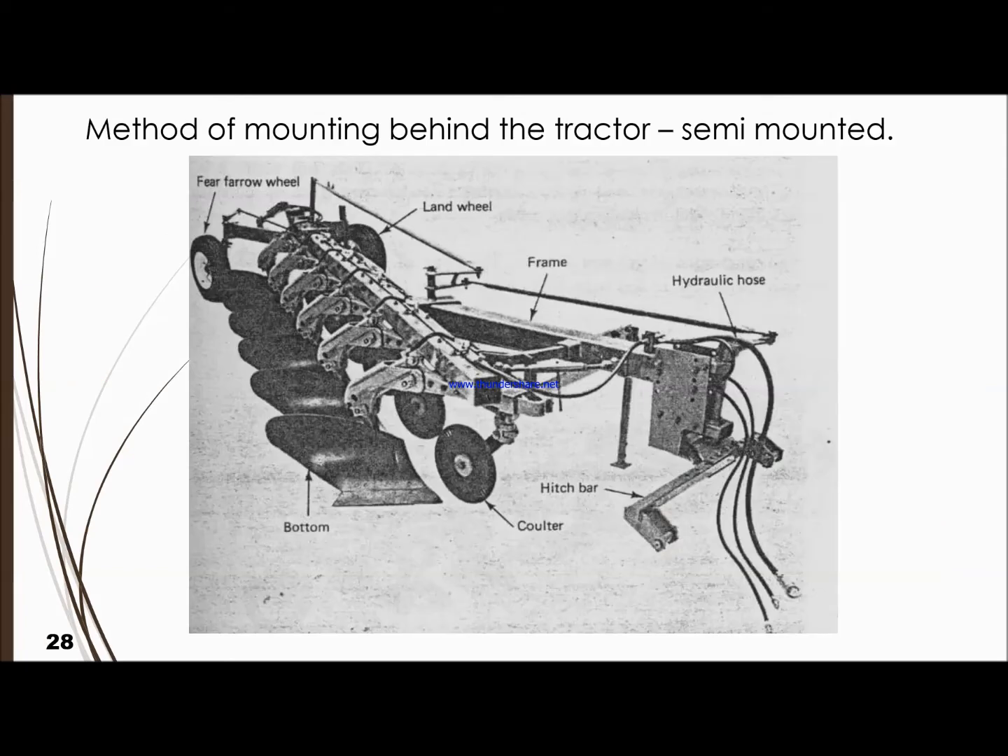Okay. So this is an example of the method of mounting behind the tractor. We call it semi-mounted. We have a wheel at the back. You can see the wheel, mainly purposely to control the depth of operation. And other than that, we also have a hydraulic hose to control the direction of the cutting as well as the level. We utilize the pulling drawbar power as well as the 3-point linkage.